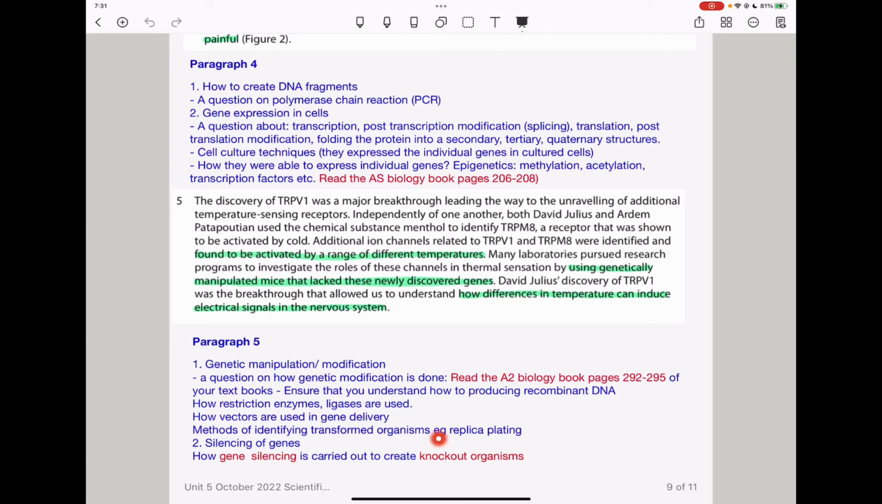The example in the textbook is replica plating. Also, they could ask about silencing of genes. You have silencing of genes within this page here. It's about page 294 to 95.